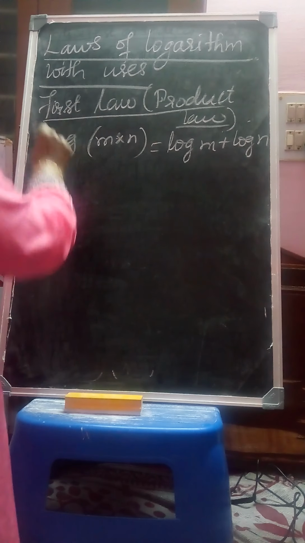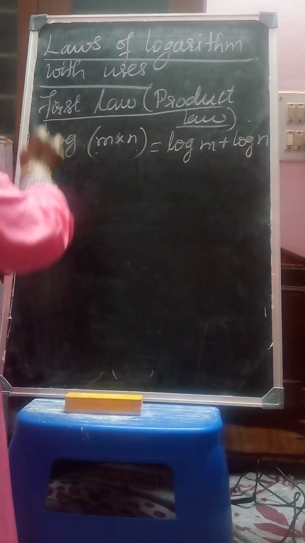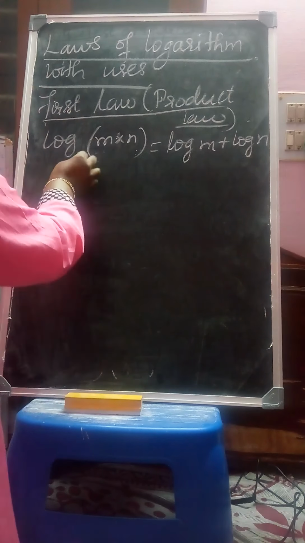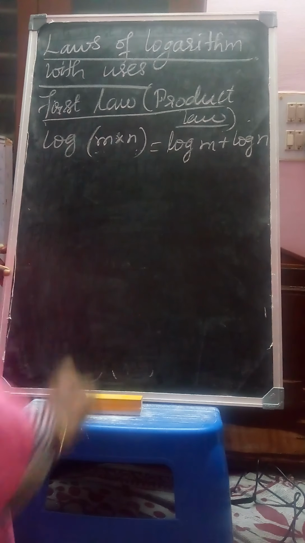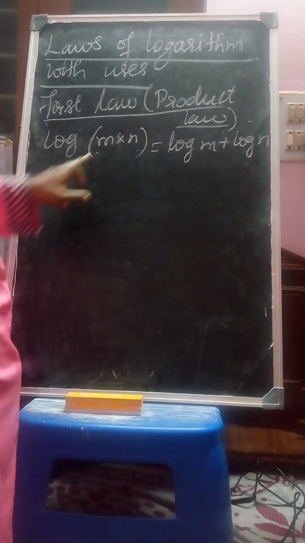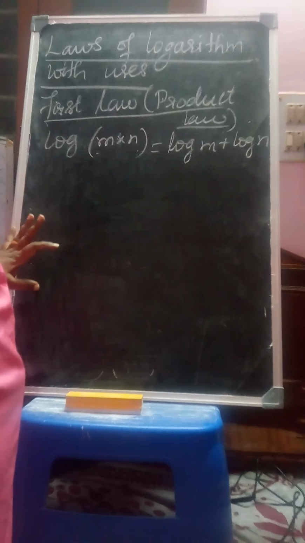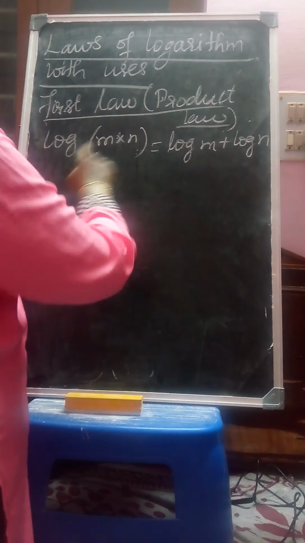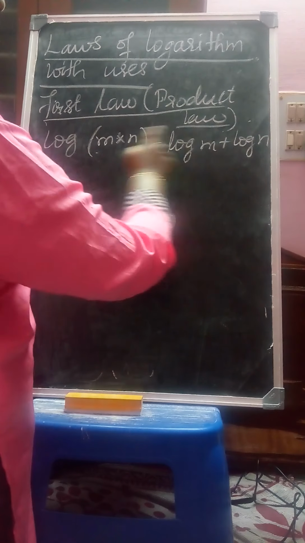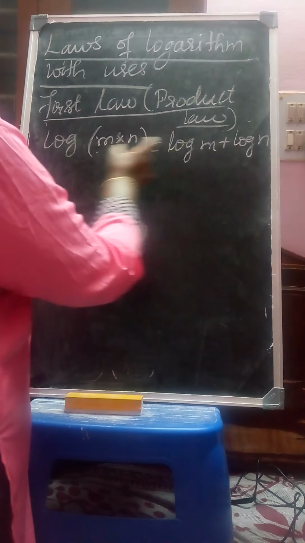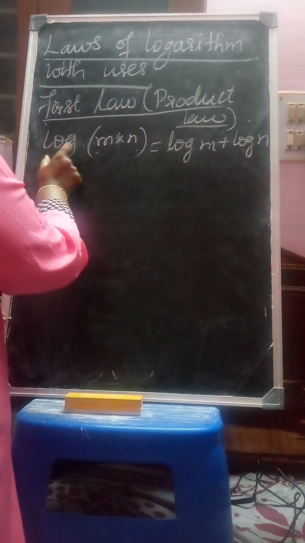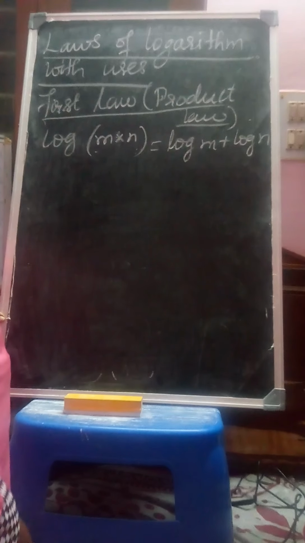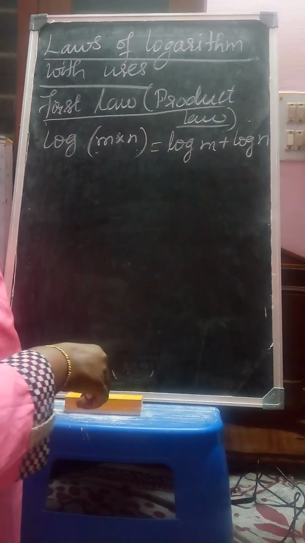When you take a logarithm of a product of any two numbers, with any base, and these two should not be equal to 0, it should be a non-zero number, then the result will be the sum of the logarithms of the factors. So log of m into n is equal to log m plus log n. This is the first law.